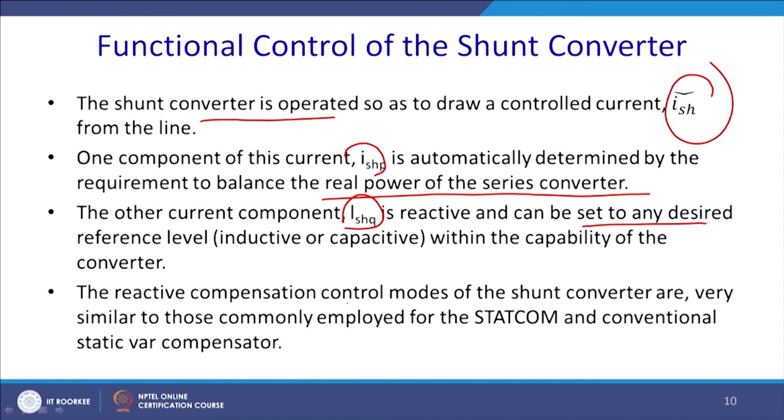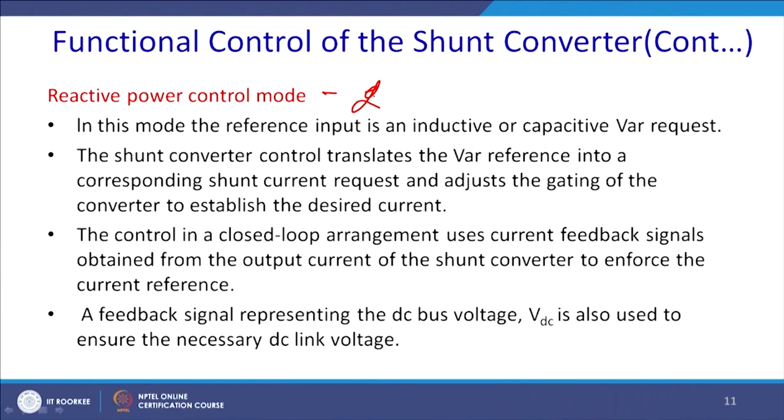The reactive compensation control modes of the shunt converter are very similar to those commonly employed for the STATCOM and the conventional static var compensator. And let us see how it will control the P and Q. So, that is Q control, and similarly we have P control. In this mode, the reference input is an inductive or capacitive var request, mostly it is inductive. The shunt converter controls translate the var reference into a corresponding shunt current request and adjust the gating of the converter to establish the desired current.